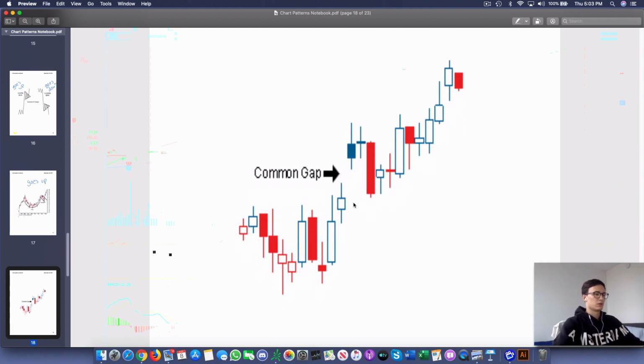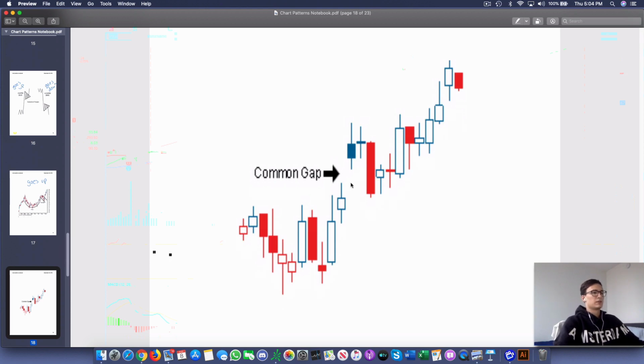Gaps occur when, let's say, I'll give you an example, after market hours maybe there's a lot of selling, or in pre-market there's a lot of selling or buying, and then once the market opens, the price is a lot higher than the previous high of the candle. So this is the highest price on that day. This is the lowest price of the day. And as you can see, the lowest price of the day is leaving a gap in between the high of the previous candle and the low of the current candle.